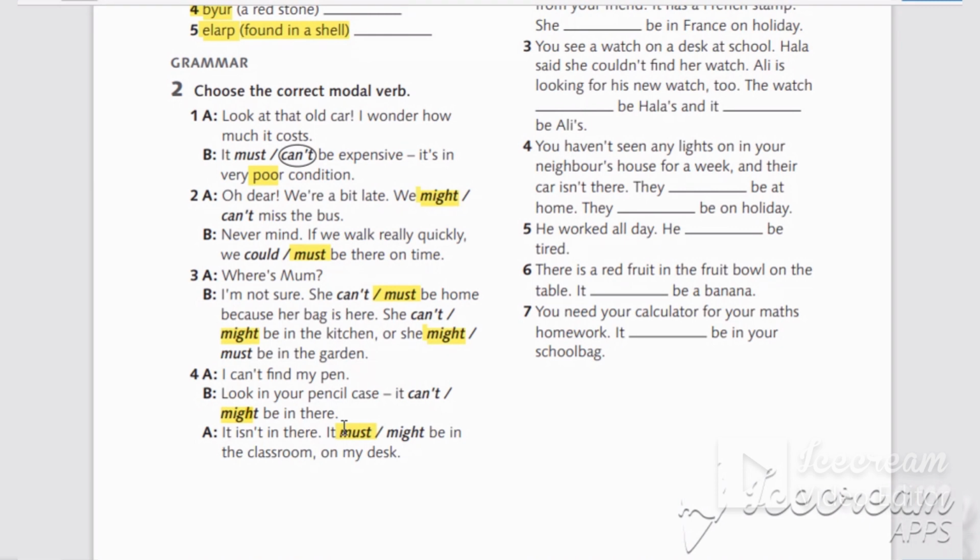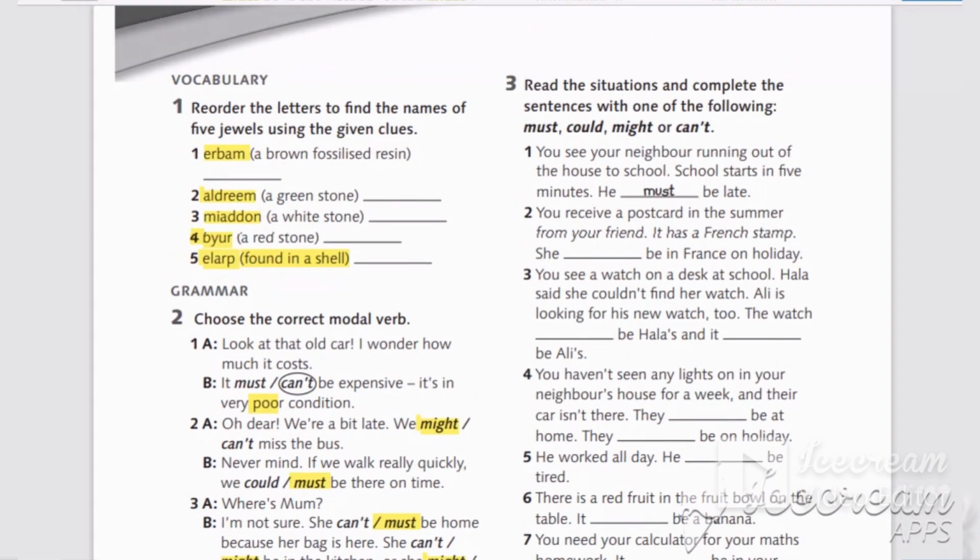Okay. Now go to exercise number 3. Read the situation and complete the sentences with one of the following: must, could, might, or can't. You see your neighbor running out of the house to school. School starts in 5 minutes. He must be late. Excellent.